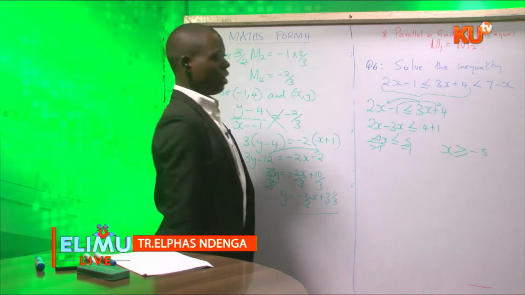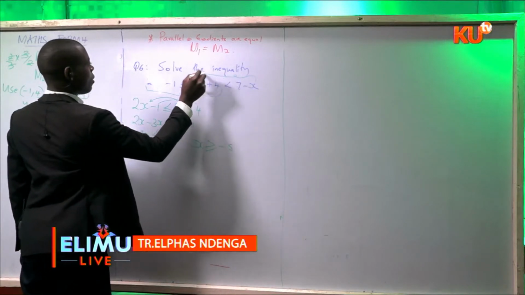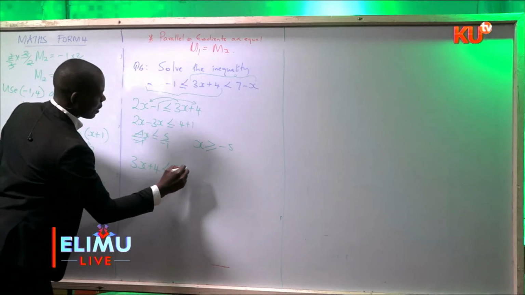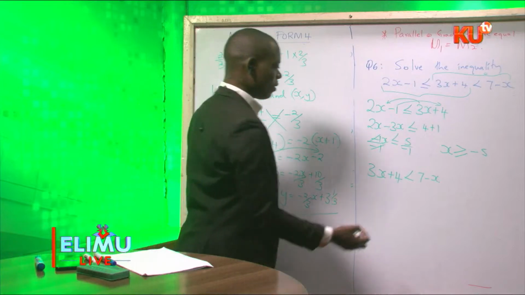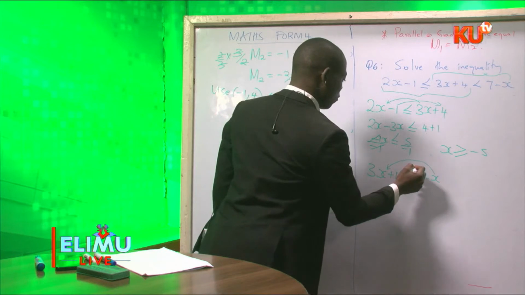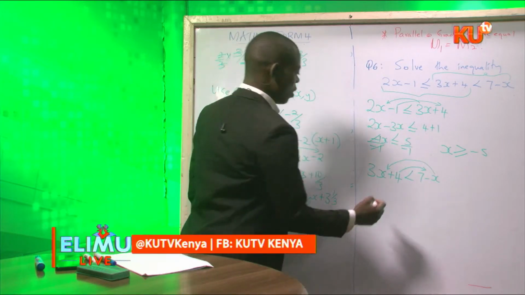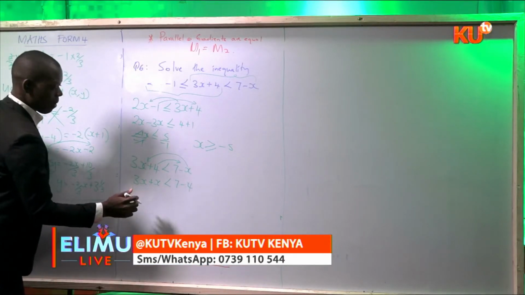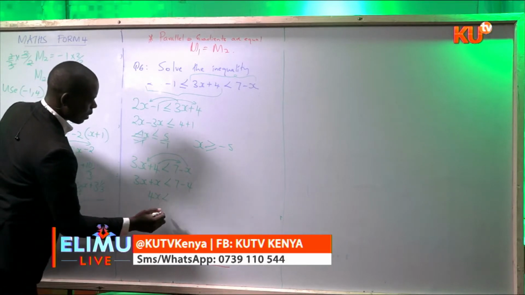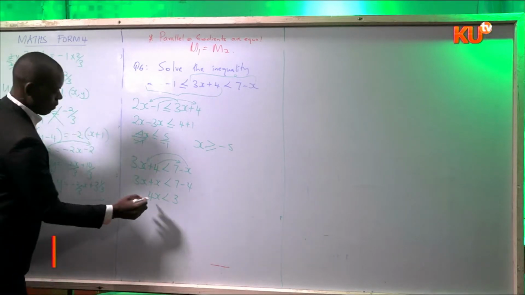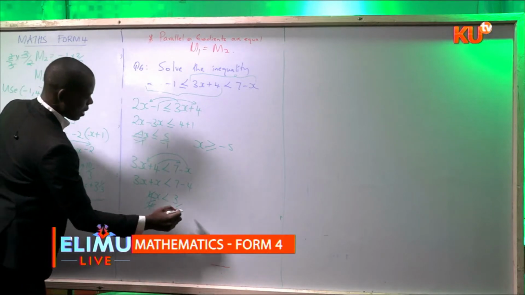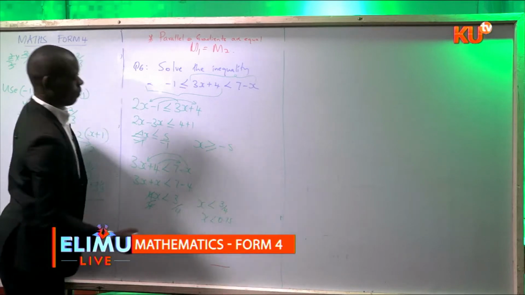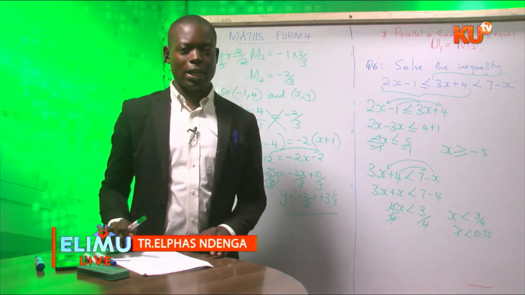Again, we take the second inequality, from the last point all the way up to the right. And so we'll have 3x plus 4 less than 7 minus x. Again, we collect the like terms, bring the x to the left, and take 4 to the right. When negative x comes to the left, it becomes 3x plus x less than 7 less 4. 3x plus x is 4x less than 7 minus 4 is 3. So we divide by 4, this cancels out, and so x is less than 3 over 4, which is 0.75. And that is our solution for the linear inequalities.